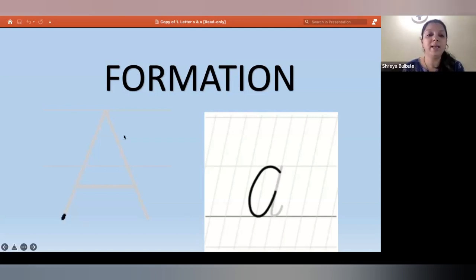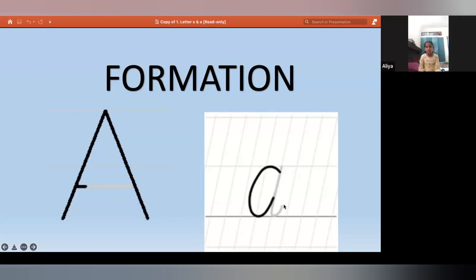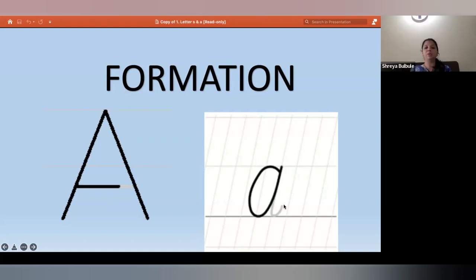So slanting line up, then slanting line down, and then a sleeping line. And lowercase A. It's a curve and then a line and then a tail. Can you see the tail? It has a tail, right? Yes. So write it down very neatly, okay?